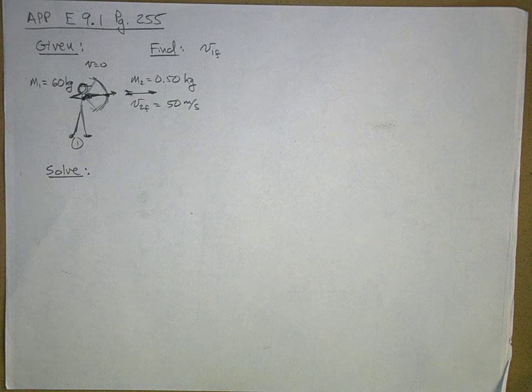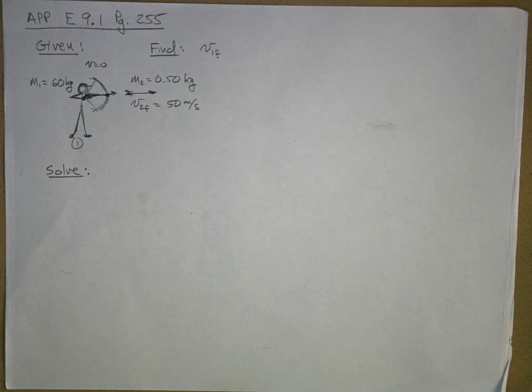Okay, let's do example 9.1 on page 255, and I'll read the problem. It says, let us consider the situation proposed at the beginning of this section. A 60-kilogram archer stands at rest on frictionless ice and fires a 0.5-kilogram arrow horizontally at 50 meters per second. With what velocity does the archer move across the ice after firing the arrow?